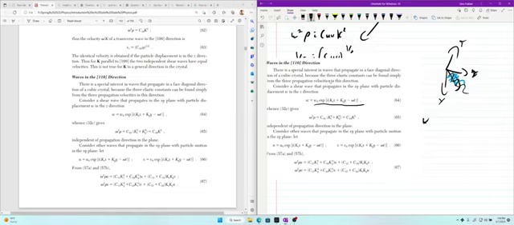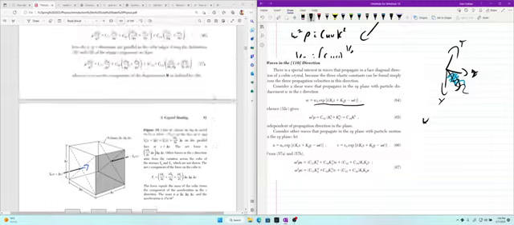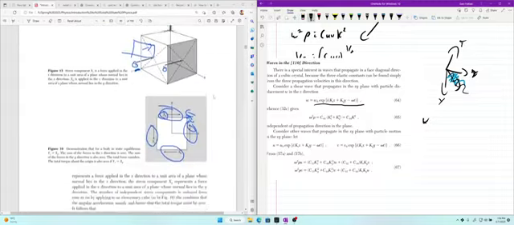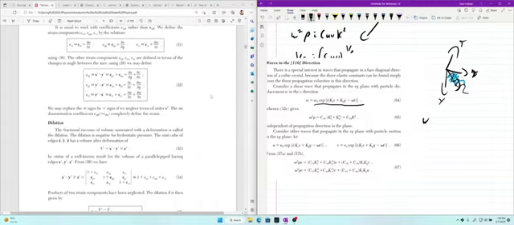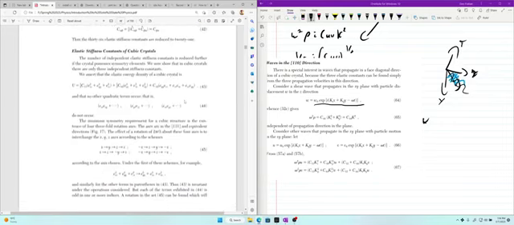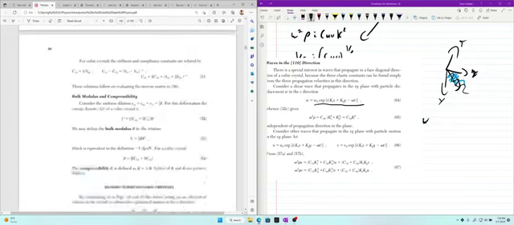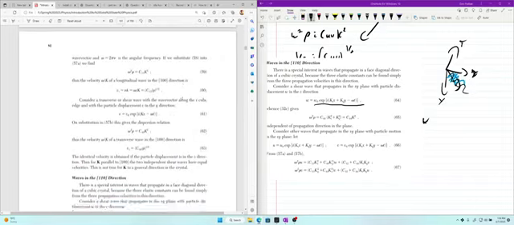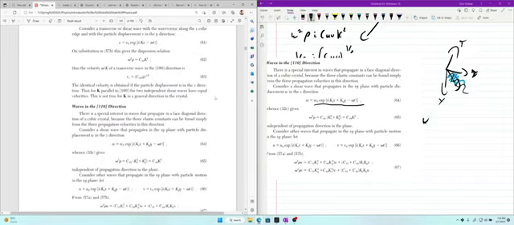So then, this expression right here gives us omega squared rho is c44 (kx squared plus ky squared), which is just c44 k squared, independent of the propagation direction in the plane.